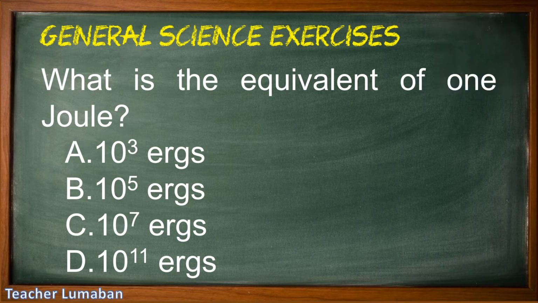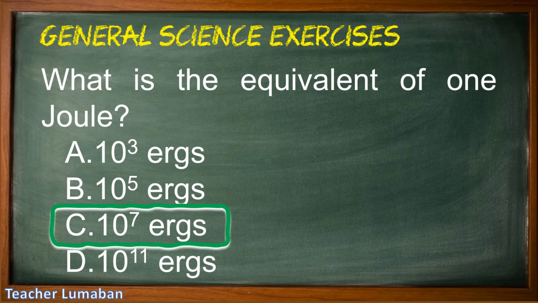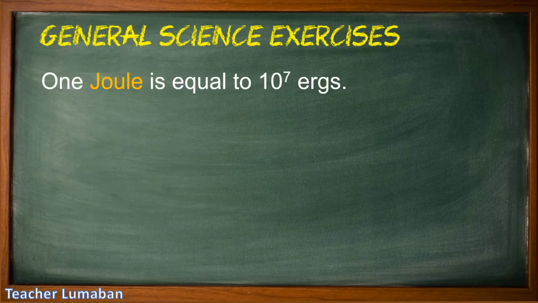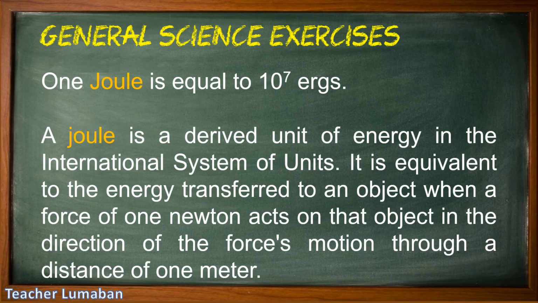The correct answer is letter C, 10 to the 7th ergs. 1 joule is equal to 10 to the 7th ergs. A joule is a derived unit of energy in the International System of Units. It is equivalent to the energy transferred to an object when a force of 1 Newton acts on that object in the direction of the force's motion through a distance of 1 meter.